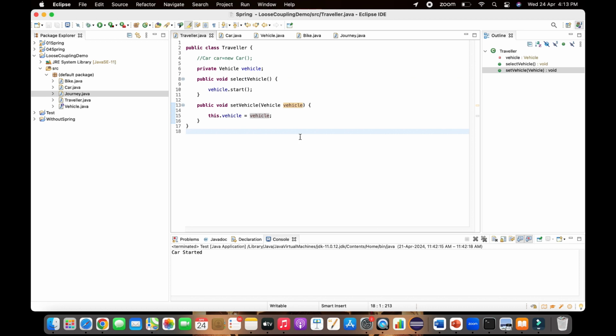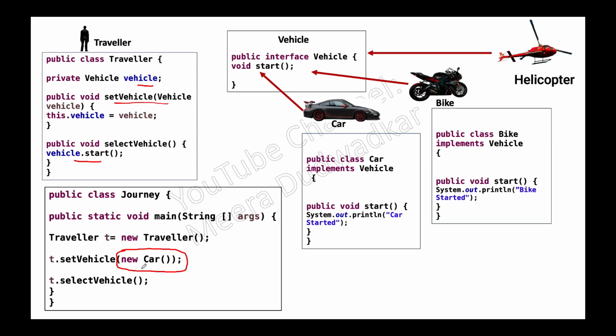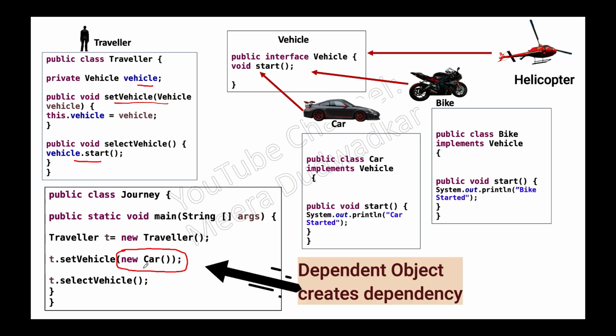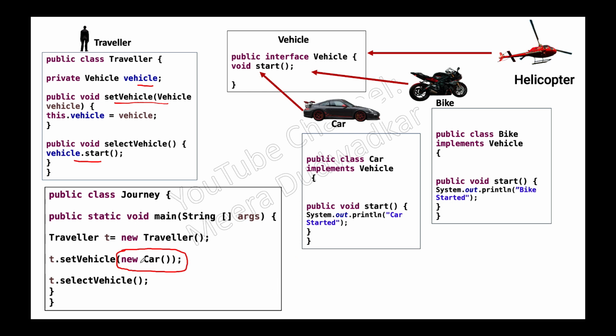So now I'll explain the line by line execution of this entire program. But before that, let's try to understand the very important concept. The object which we are injecting to the traveler class is called as dependent object. Because if we create this object inside the traveler class, it creates dependency. If you are injecting bike object, bike is a dependent object. Wherever the object is going to be used, that class is called as target class. So in this scenario, traveler is a target class where we are injecting the dependent object.